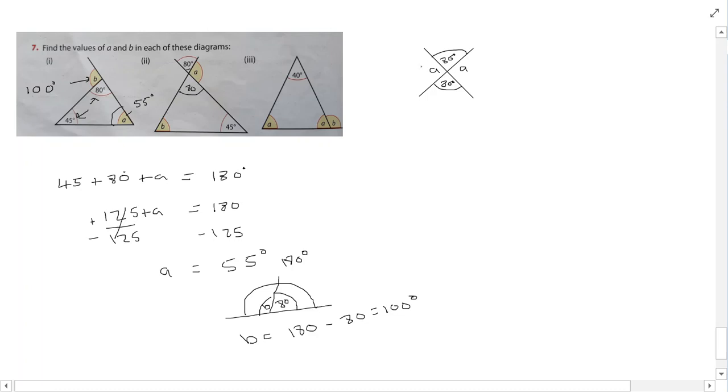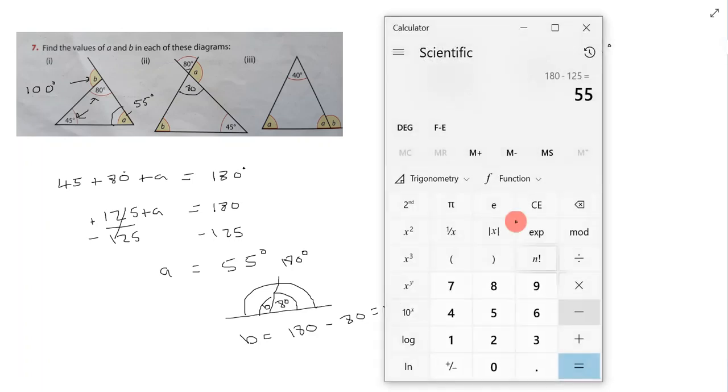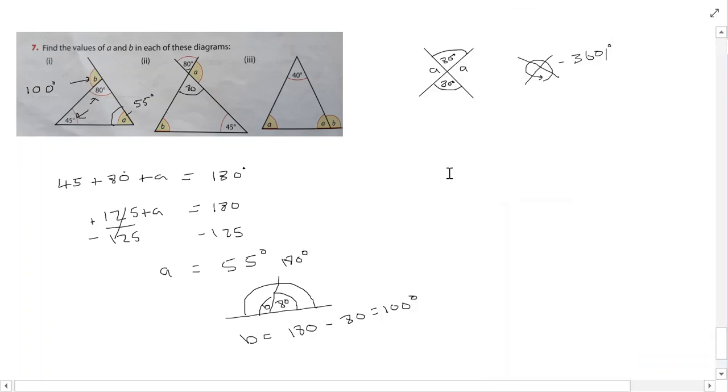Now, if we remember, if you look at the whole thing, the whole way right around is going to be equal to 360 degrees. Of that 360 degrees, we have two 80 degrees. So if we add up 80 plus 80, that's equal to 160. So these two angles, the 80 and the 80 here, add up to 160.